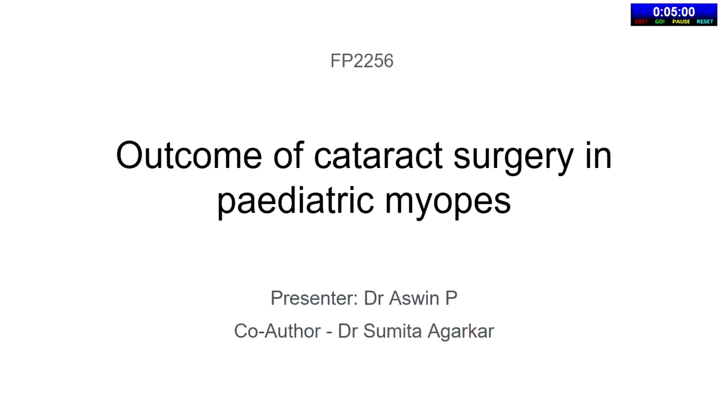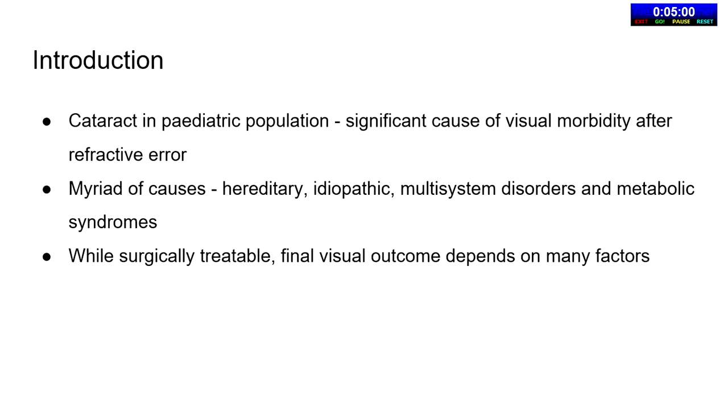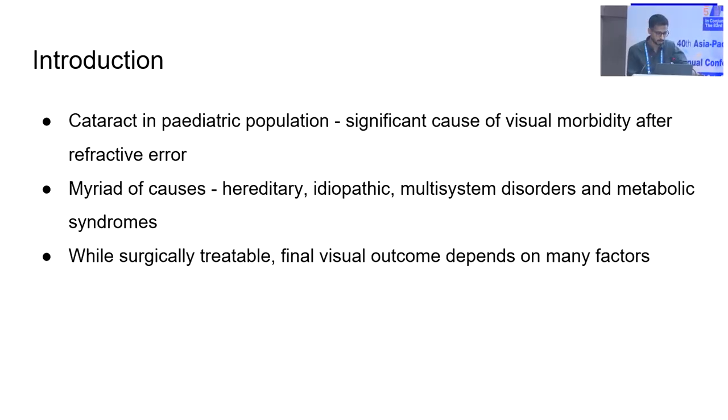Good evening, everyone. I'll be speaking about the outcome of cataract surgery in pediatric myopes. As we all know, cataract in the pediatric population is a significant cause of visual morbidity after refractive error. It has a myriad of causes, including hereditary, idiopathic, as part of multisystem disorders and metabolic syndromes. While surgically treatable, final visual outcome depends on many factors.